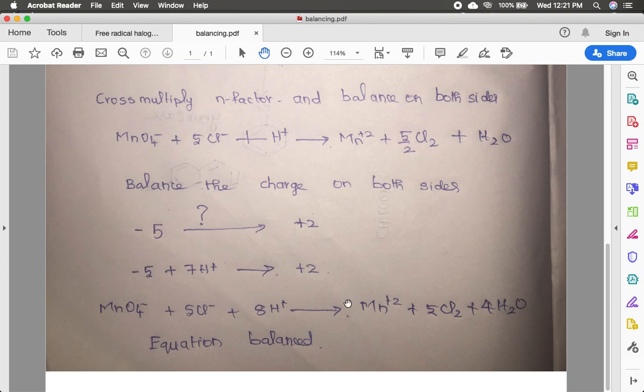So the final step is, once you add that, we have to balance the hydrogen on the other side as well. See, now we have a completely balanced chemical equation, right? So we have 8 H plus, which means just add 4 over here, so we get the complete balanced chemical equation.